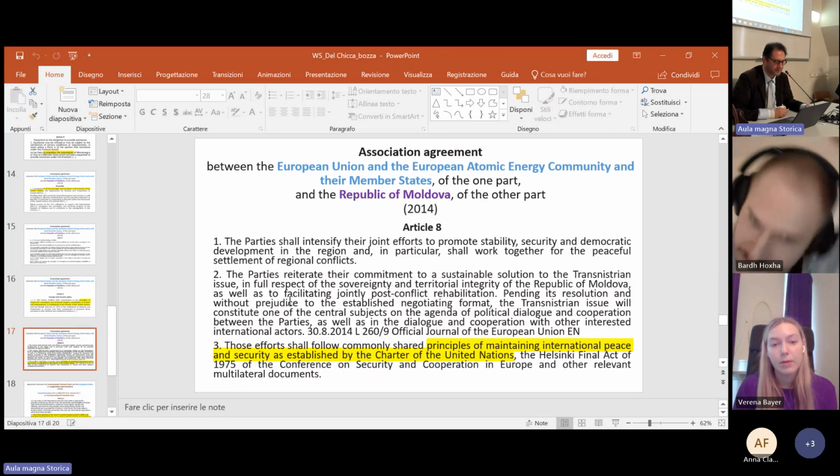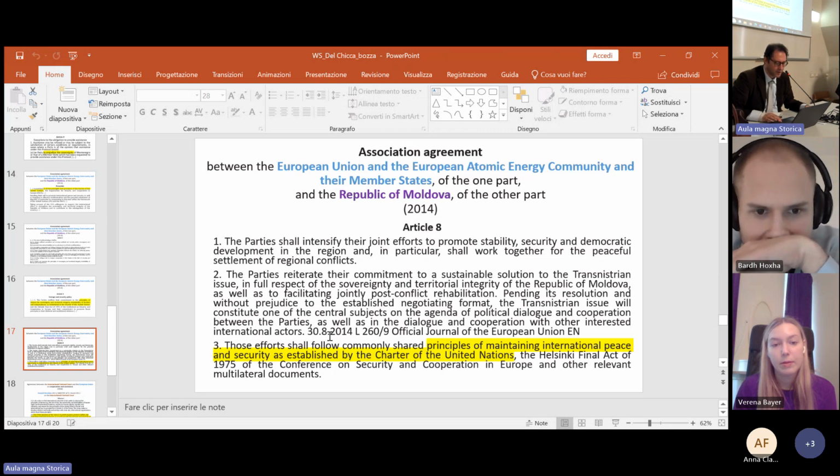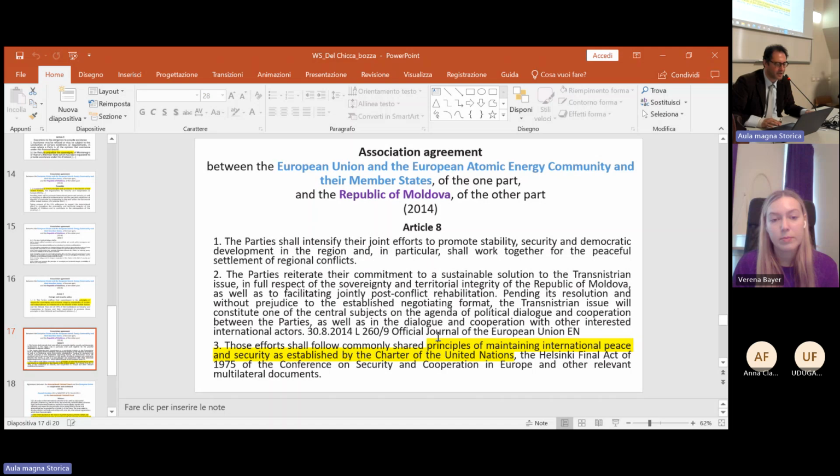And also on page 3, we can find that those efforts shall follow commonly shared principles of maintaining international peace and security, as established by the Charter of the United Nations. You see, we find here not only a general recalling of the principles of the United Nations Charter, but a specific recalling of a specific principle: maintaining international peace and security as established by the Charter of the United Nations.